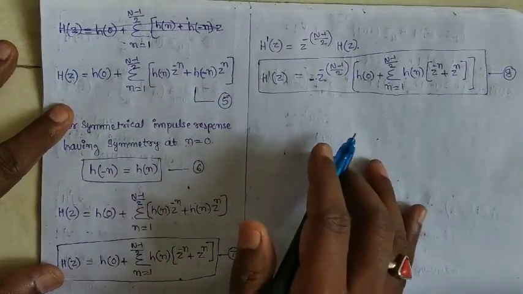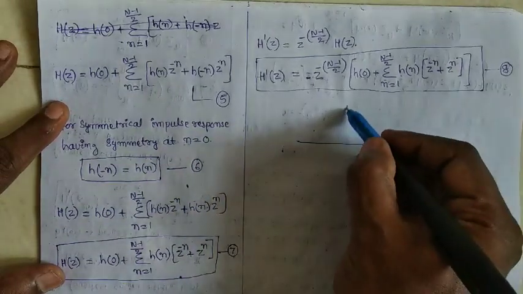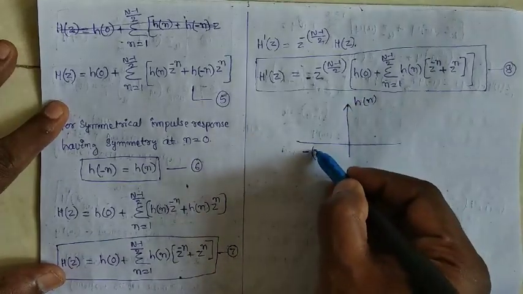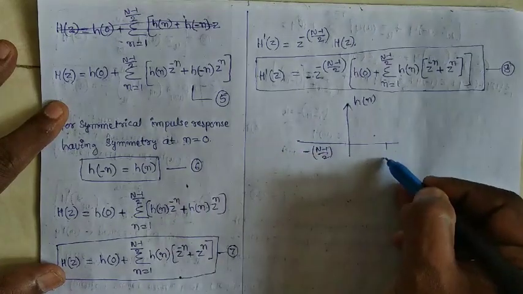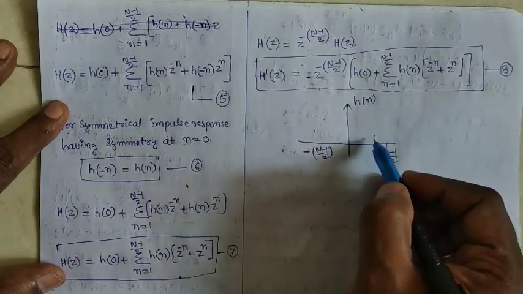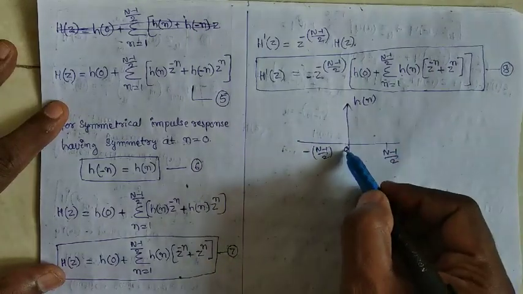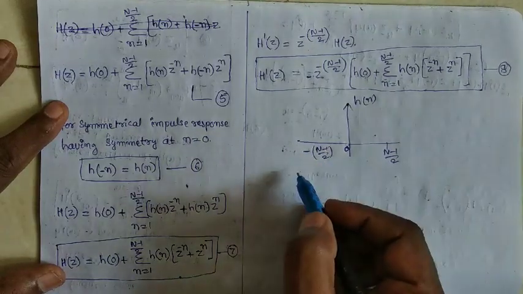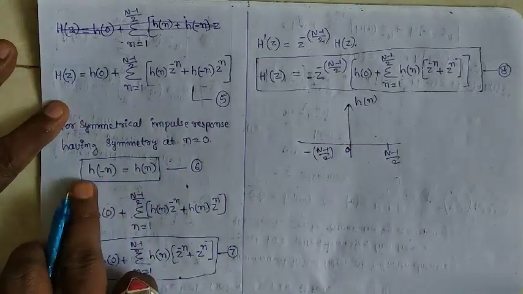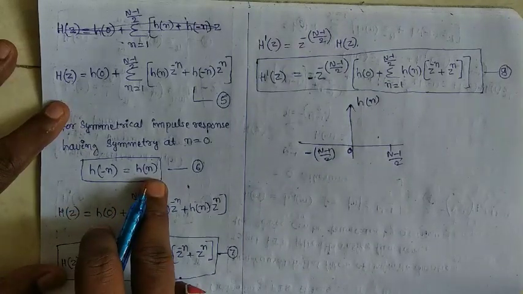Actually, for a symmetrical impulse response, let the impulse response be defined from minus (N minus 1)/2 to (N minus 1)/2. This impulse response is symmetrical about the origin. What is the symmetry condition of the impulse response? h(minus n) is equal to h(n).